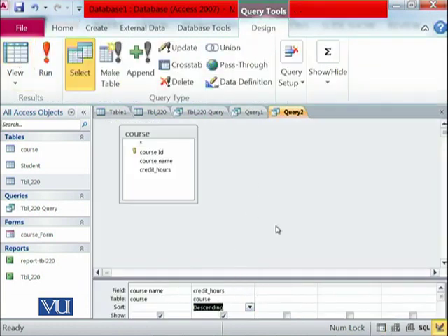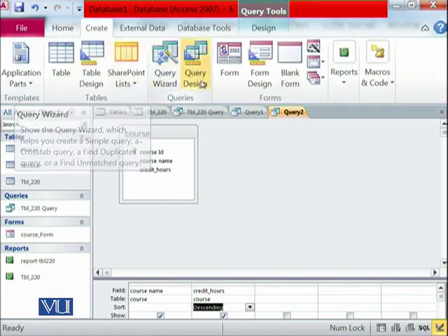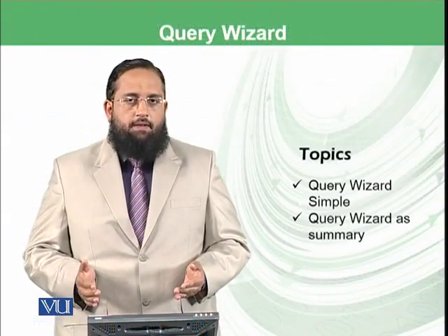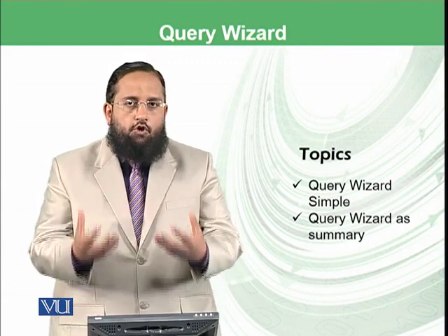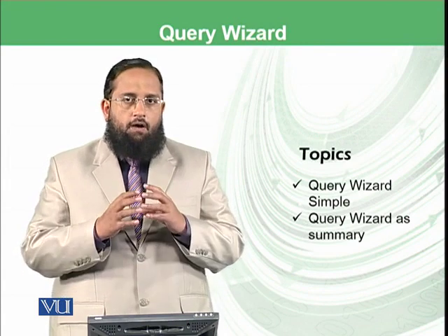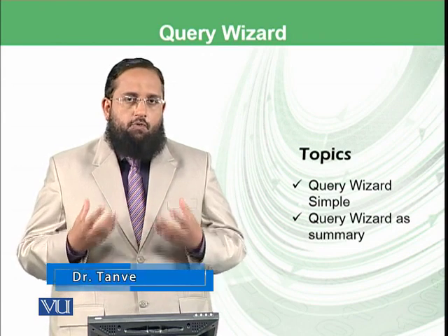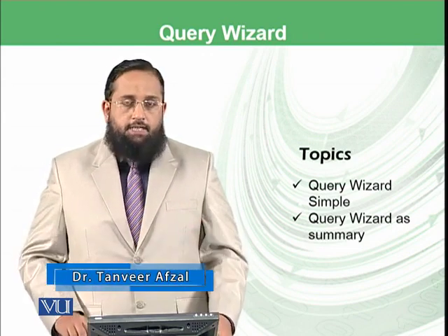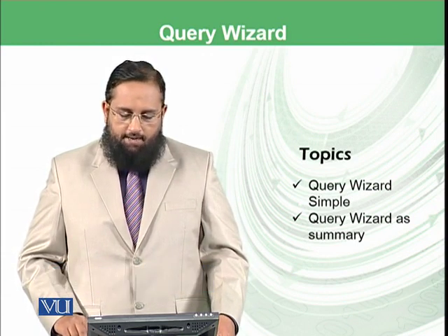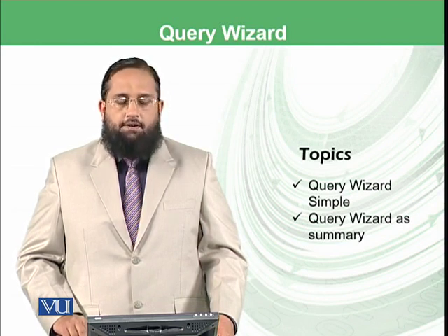So we have learned 2 ways of queries. One is the direct way of designing using the wizard, and then query design. So dear students, let's conclude today's topic. We have seen how we can query the database and the tables, and how we can search for our required data from the tables, and that data can be shown to us as a result of that query. And we have seen how the simple query wizard works, and how the query wizard as summary works in query generation and result calculation.